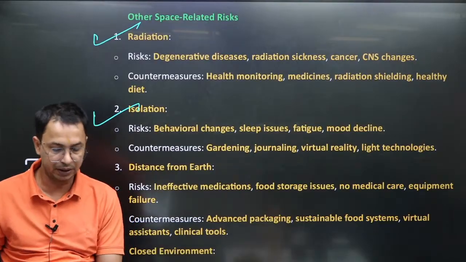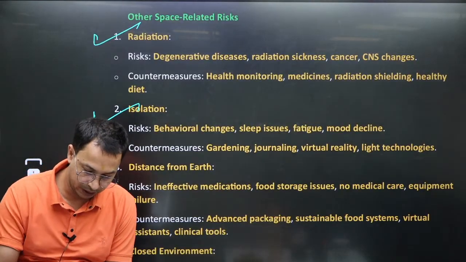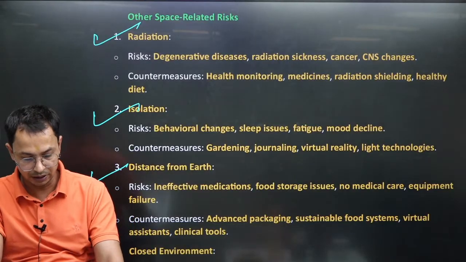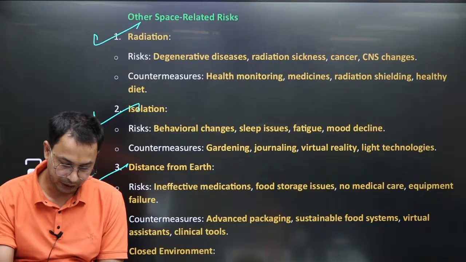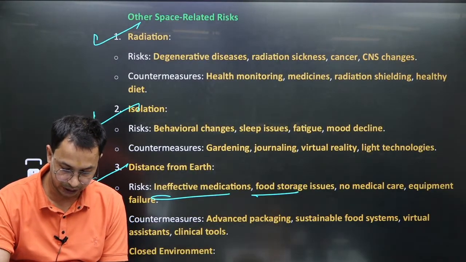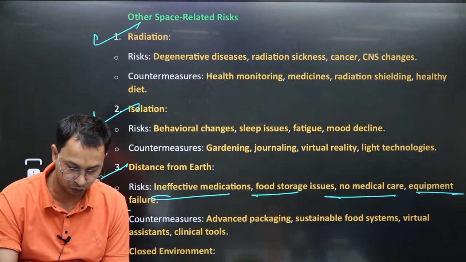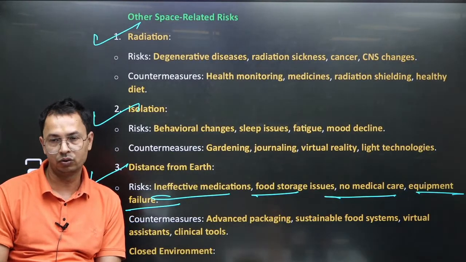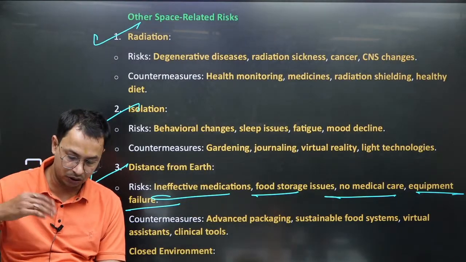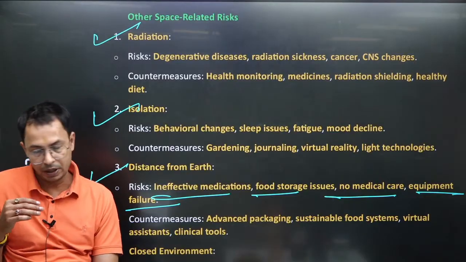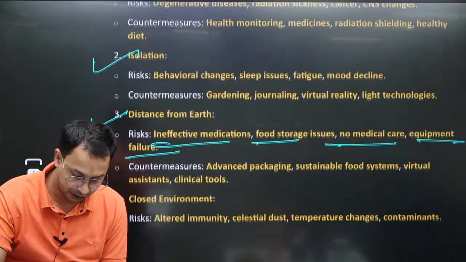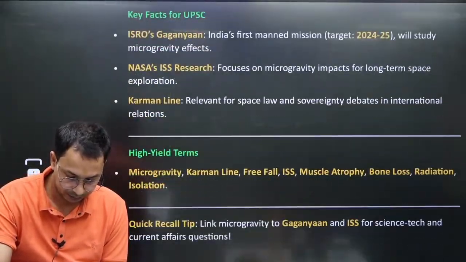Then isolation. Yes, over there no one is there, so that is the problem of isolation. Then its distance from the earth is so huge that there can be ineffective medication, food shortage, no medical care, or equipment failure. Recently it happened, Sunita Williams went there and then helium leaked. Now she was not able to come back. Now what happened after 9 months of the mission, she came back to the earth.